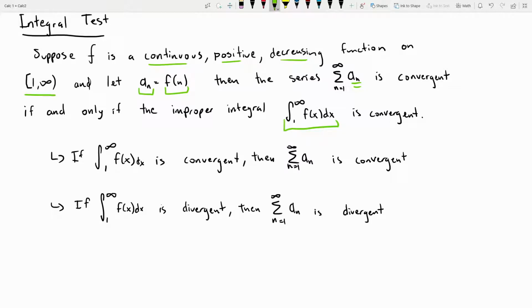I've written it out right here, and then I've written out the opposite right here. If that integral is divergent, well, then the series is also divergent. And this makes complete sense, because if we can compute the integral of that function, that means we can compute the area under that function. And what does that mean? Well, that means that we can compute the sum of all the rectangles that we took under that function. And so that's what the integral test is based off of.